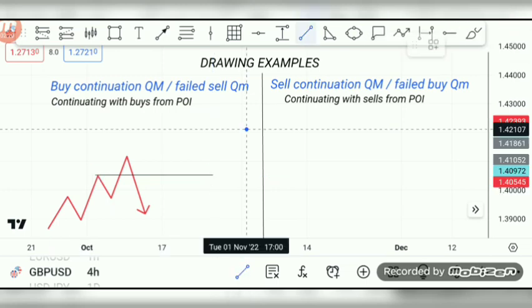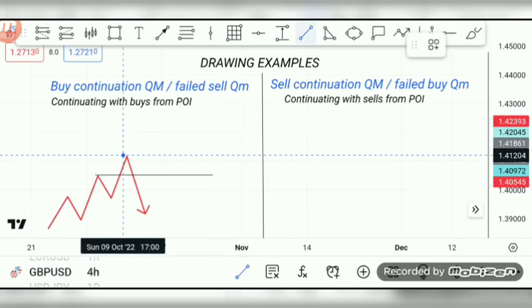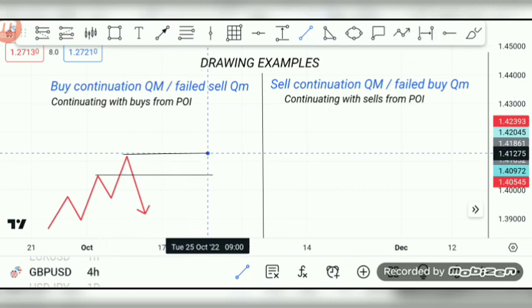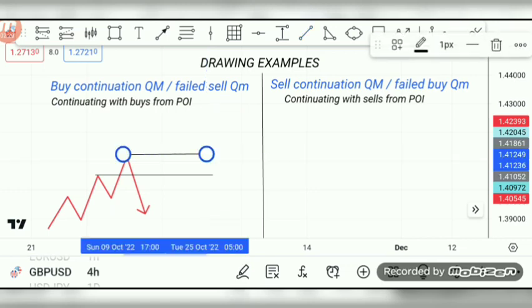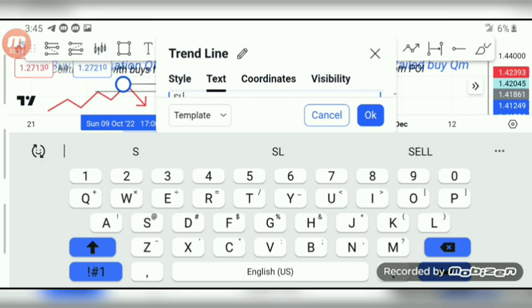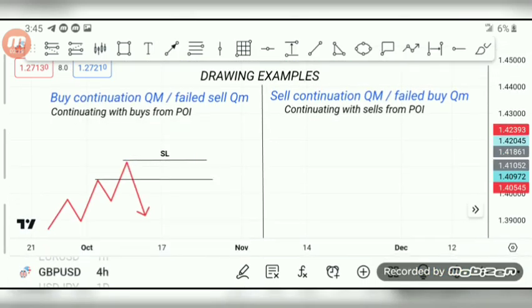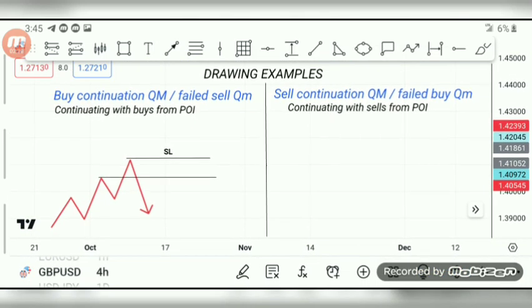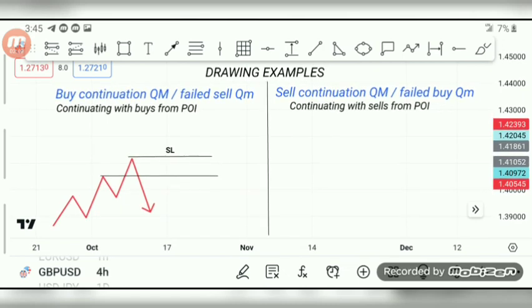Our stop loss is just above that high. Okay, so this is our stop loss. So we are looking at sells in this market because it has formed a nice sell QM, a new lower low with a new higher high. So we are looking at sells from that market.